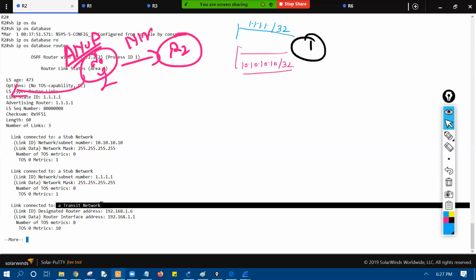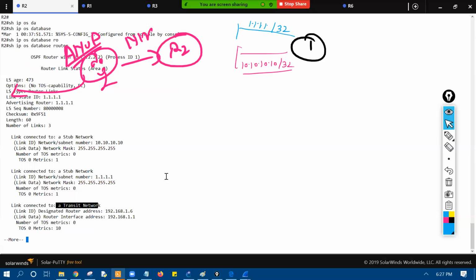In this transit network, what is the address? 1.1. This is my transit link. And for this network, who is the DR? 106. I don't know who 106 is, just leave it right now. This is my transit network, that's why I created the physical link over there, because this is my transit network.